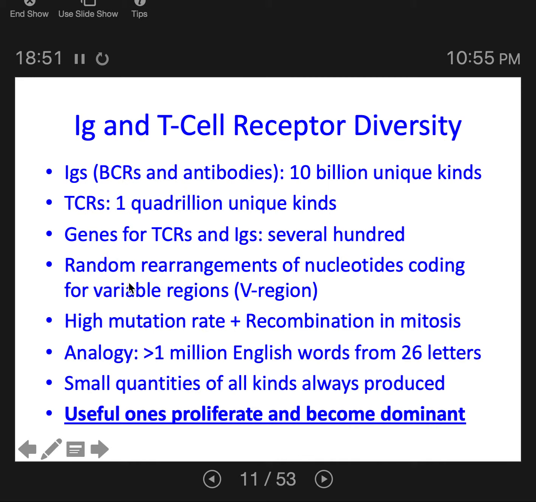So you get these random rearrangements of nucleotides coding for the variable regions of the T cell receptors and the immunoglobulins. So the rearrangements include, like I said, a high mutation rate. So the genes for T cell receptors, B cell receptors, and antibodies include a high mutation rate. But we also have recombination and mitosis. So that's called mitotic recombination.